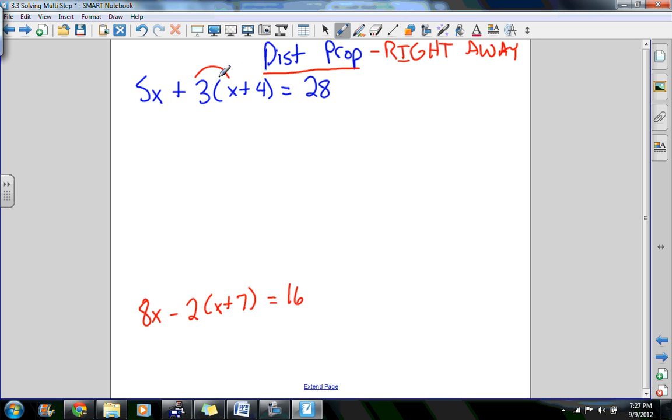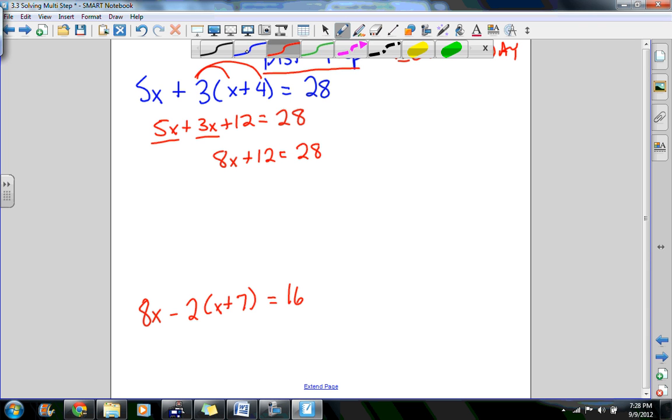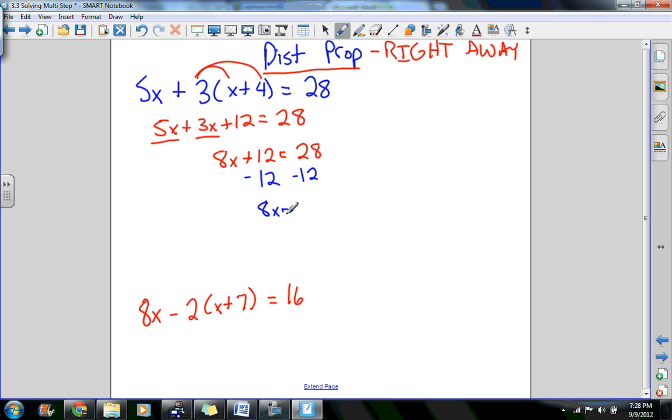So here I'm going to distribute the 3 to both terms. So we have 5x plus 3x plus 12 equals 28. I notice the x's can be combined right away, so I'm going to do that and get 8x plus 12 equals 28. Now I'm going to solve the problem just like we've been doing here. I'm going to subtract 12. And I get 8x equals 16. I'm going to divide by 8 on both sides, and I get x equals 2.